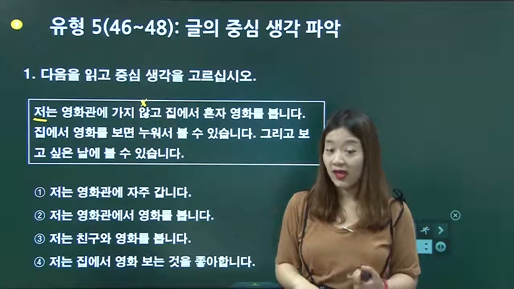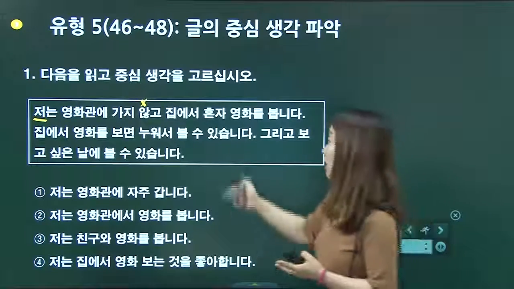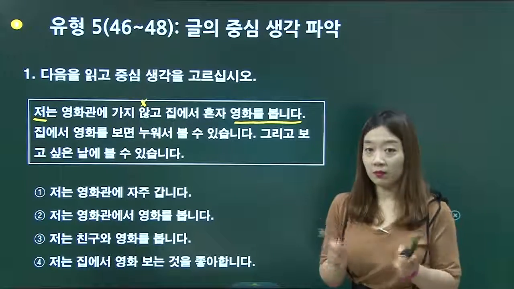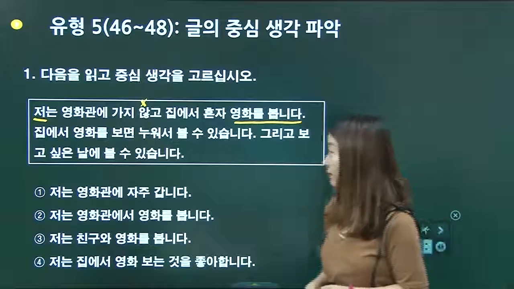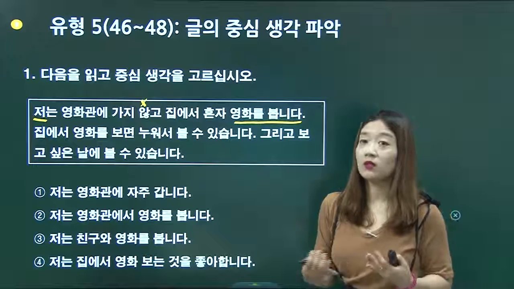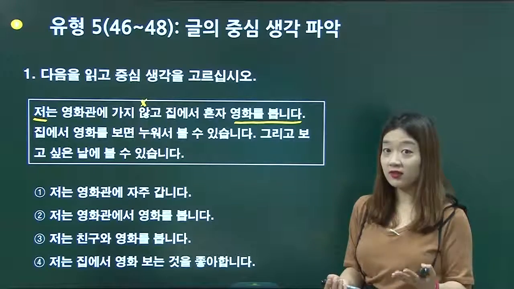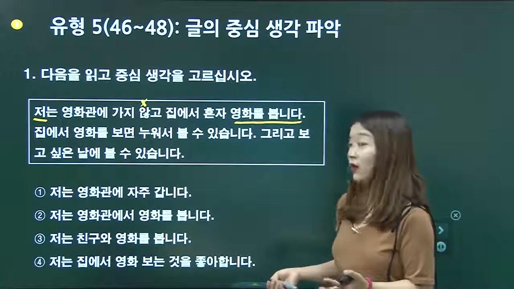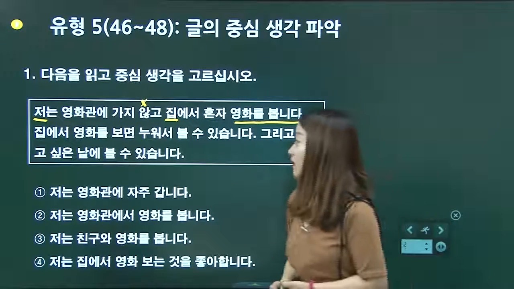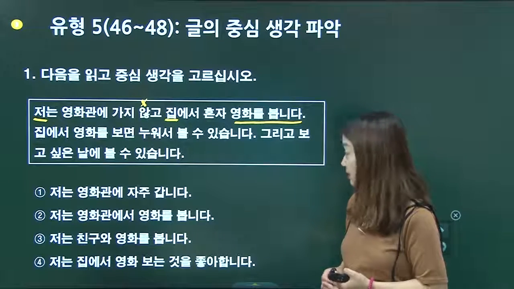So what did I say? The keyword can be a person and an action. 영화를 봅니다. What is 영화를 봅니다? Watch a movie, right? Watch a movie. Where? So we can make the question: I watch a movie. You can answer where, why, when, or with whom, like that, right? Where can I watch a movie? 집에서, right? 집에서. So next, 집에서 영화를 보면 누워서 볼 수 있습니다.